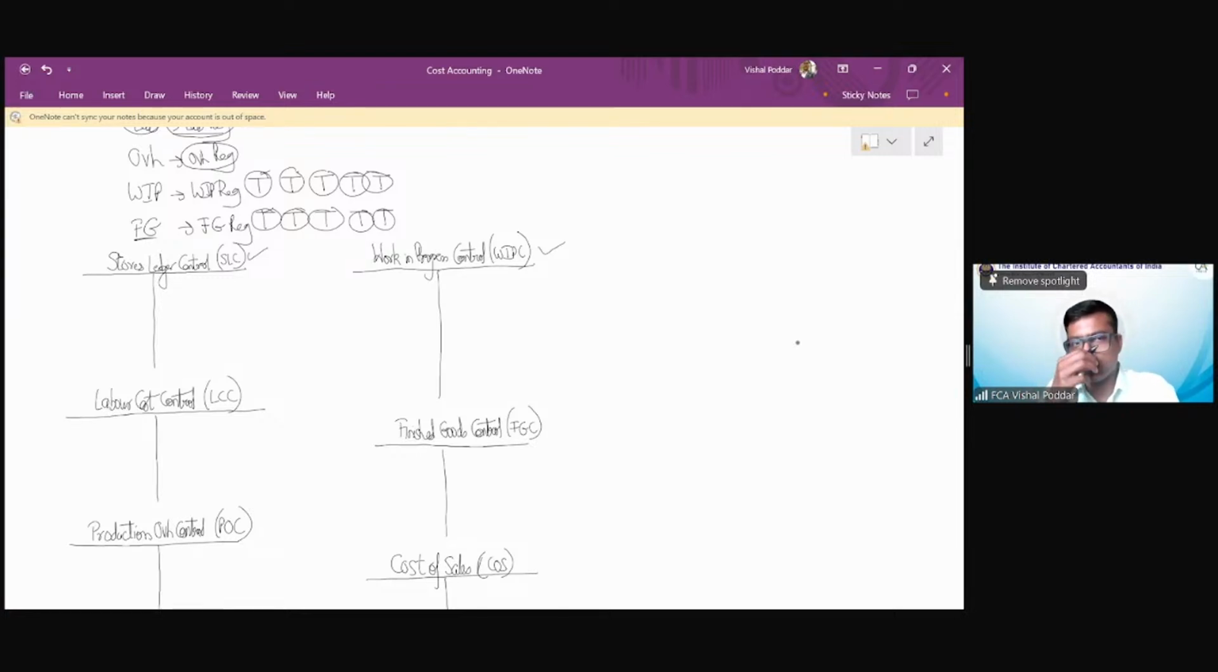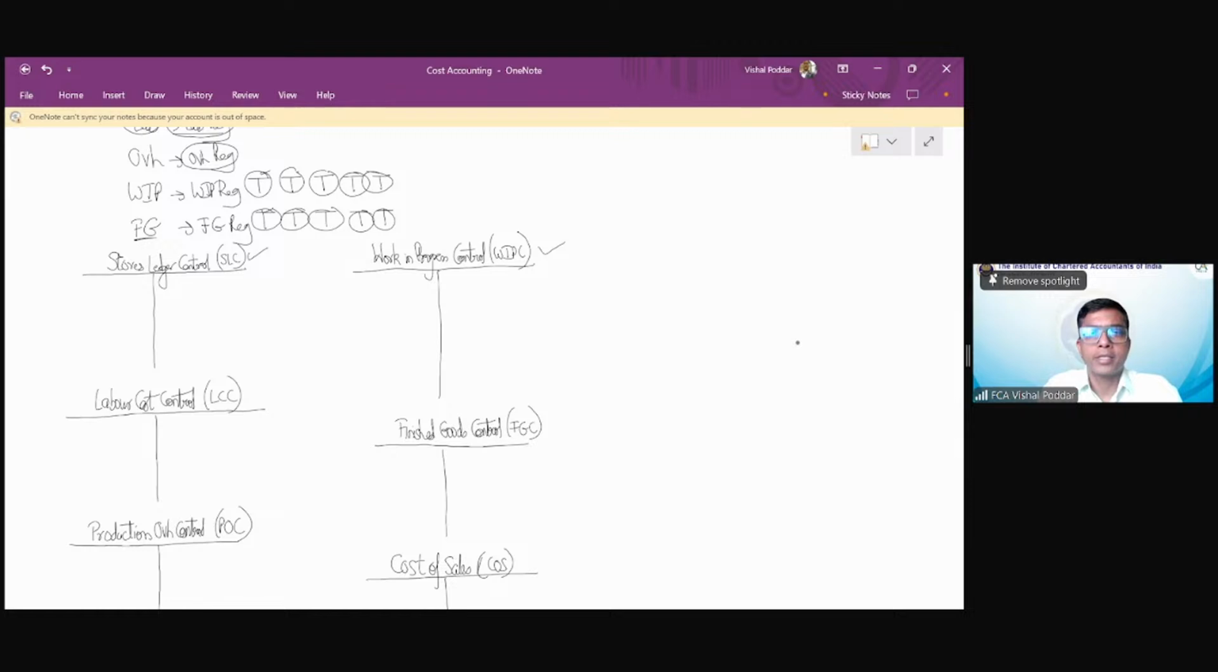Now, pay attention, students. Somebody will ask, sir, when 8 or 10, when 6 or 8? The answer is that it depends upon the number of transactions given in the sum. Generally, the transactions are not very huge. So you'll use a lower limit. Like for stores ledger and WIP, use 8 lines, and for other accounts, use 6 lines. But in sums where you find many transactions given, use the higher number of lines. That is, for stores ledger and WIP, use 10 lines, and for other accounts, use 8 lines.